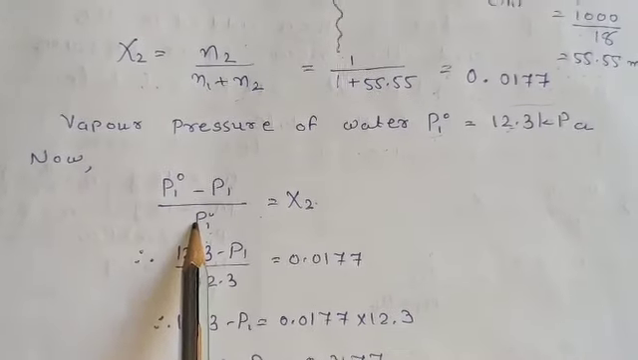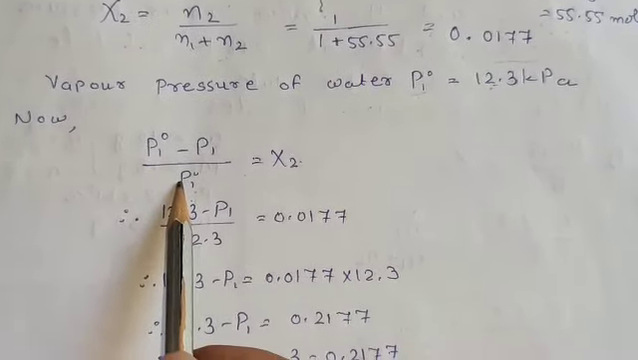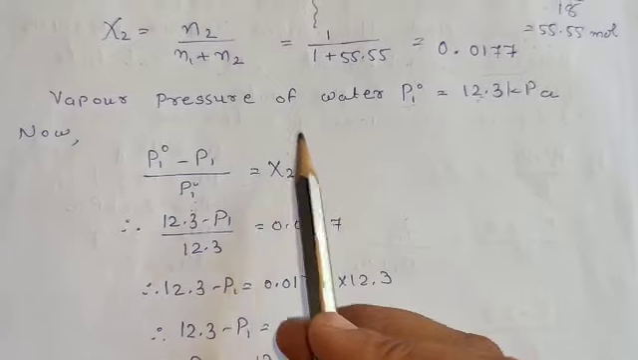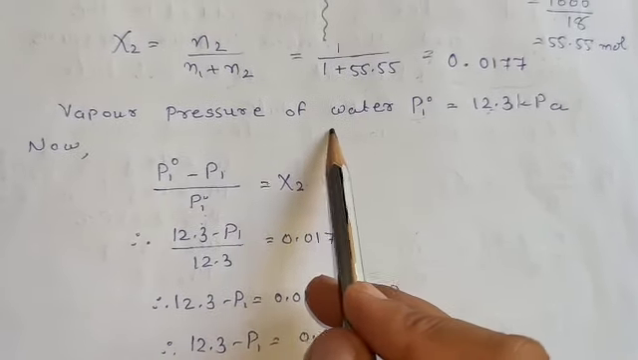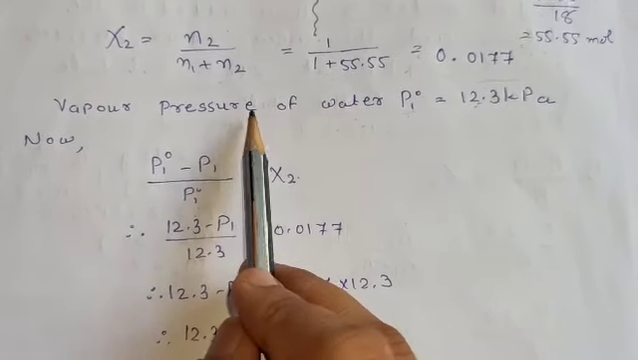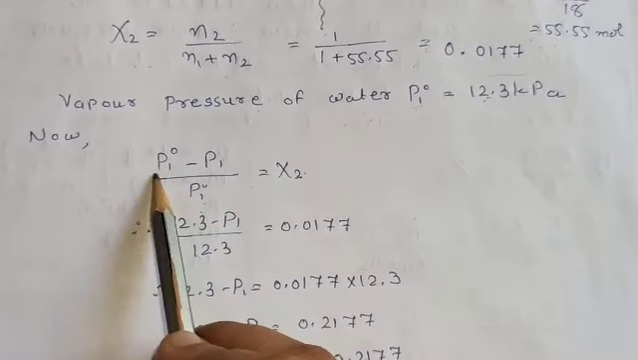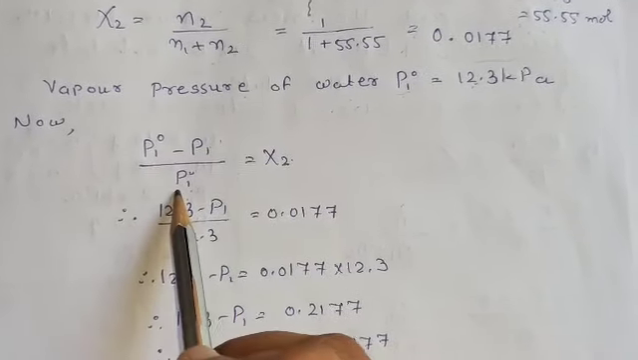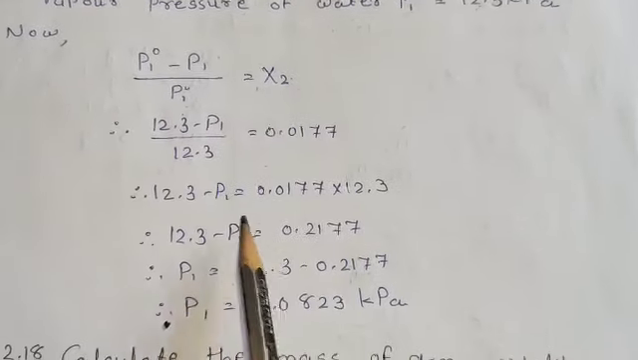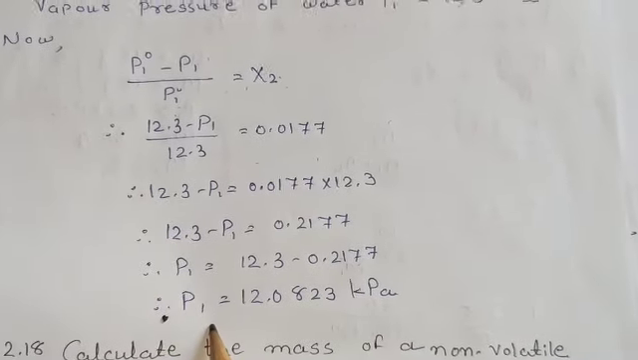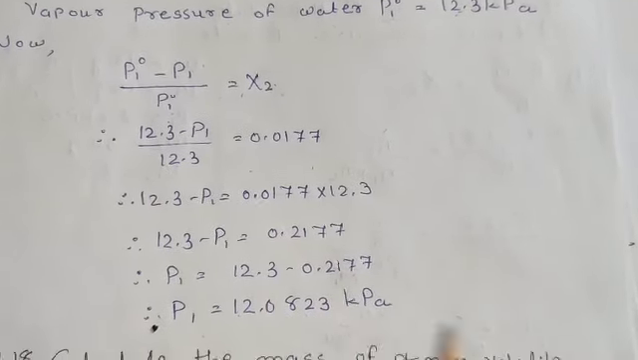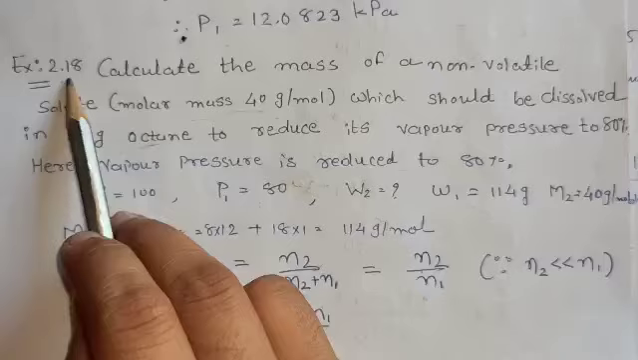Now using the formula of lowering in vapor pressure: whenever we dissolve any non-volatile solute in any solvent, there is a decrease in vapor pressure. This lowering in vapor pressure is given as P1 naught minus P1 divided by P1 naught equal to mole fraction of 2. Replace all values, cross multiply, and you will get the vapor pressure of the solution, 12.0823 kilopascal.